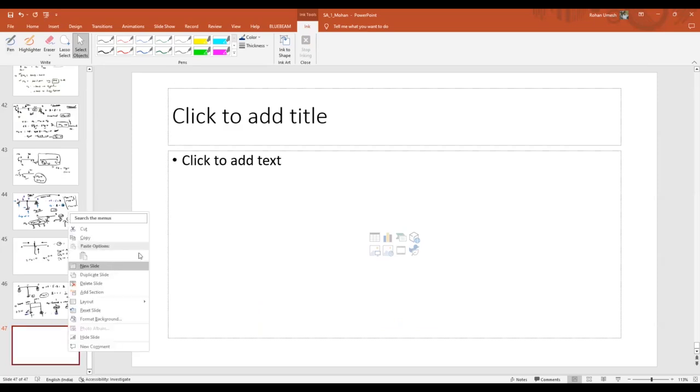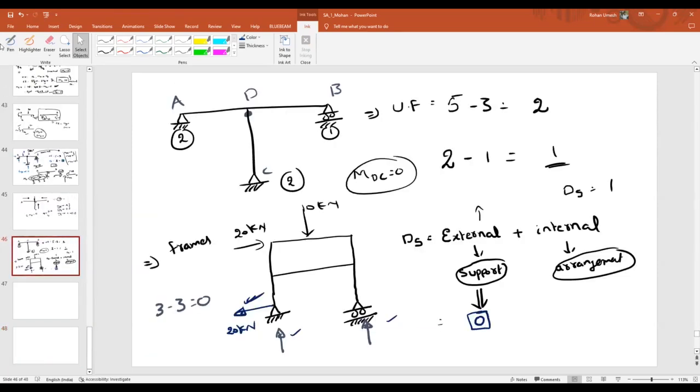Now coming to the internal. Without explaining in a formulaic way, let me solve it for you. Let's say this is A, B, C, D, E. Now let me draw the free body diagram. Let us say after solving, I got this as 5 kilonewton. I got this as 5 kilonewton. Let us assume it.